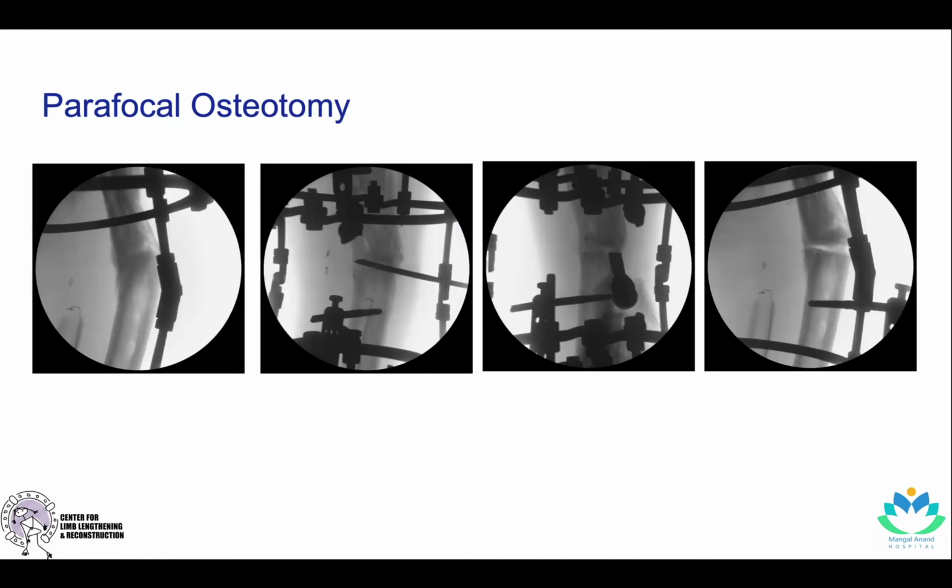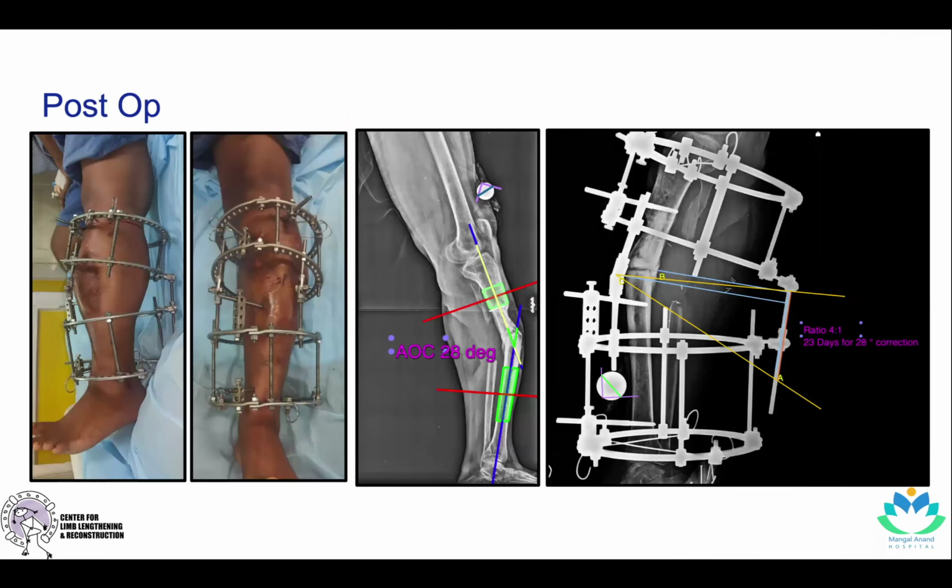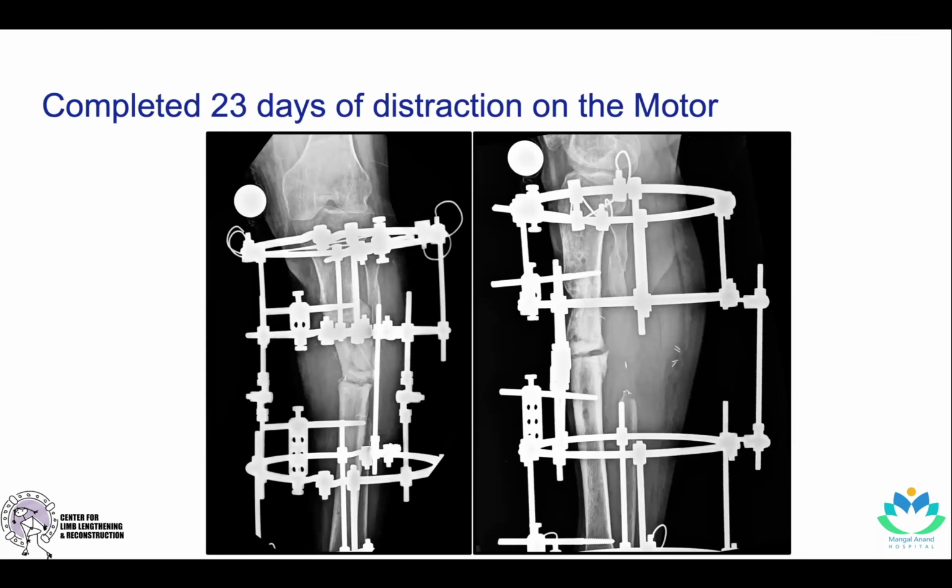We performed a distal parafocal osteotomy 2 centimeters away from the non-union site. We constructed the hinges targeting the procurvatum. We planned sagittal correction by the hinges with 23 days of distraction on the motor for an angle of correction of about 28 degrees. Post 23 days of distraction on the motor, the varus became more apparent. We decided to apply a 6-axis or a Taylor Spatial Frame correction system to tackle the varus, residual procurvatum, and the tibial shortening.